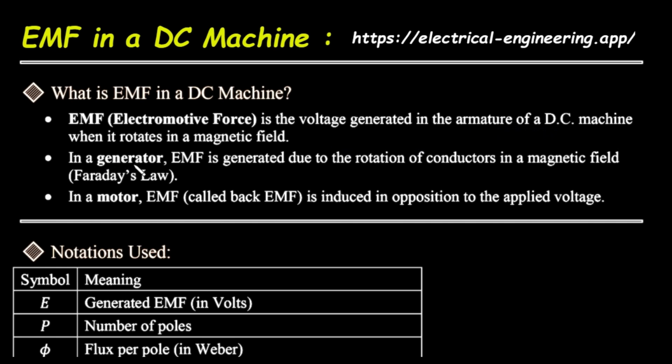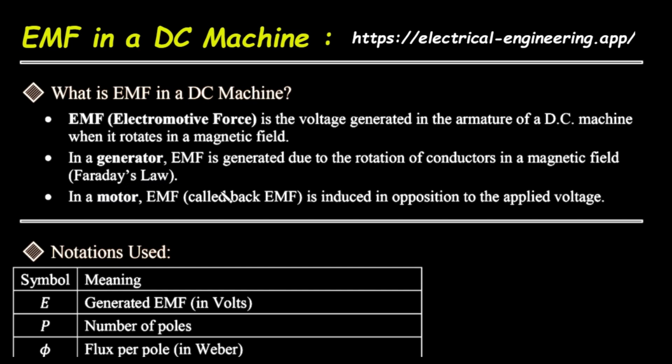First, in a DC generator. When you rotate the armature's conductors within a magnetic field, a voltage is induced or generated. This is the very purpose of a generator, to create electrical energy from mechanical rotation. This process is governed by Faraday's law of electromagnetic induction.